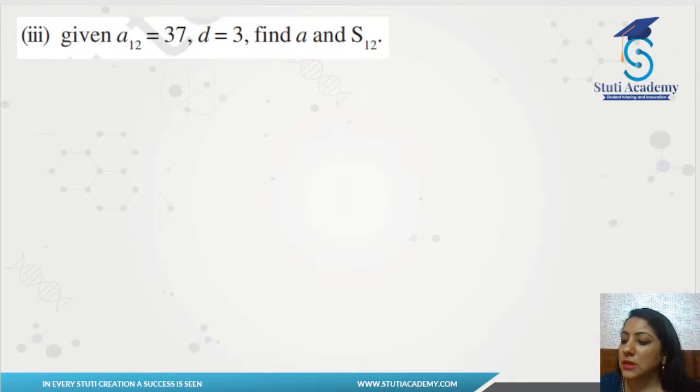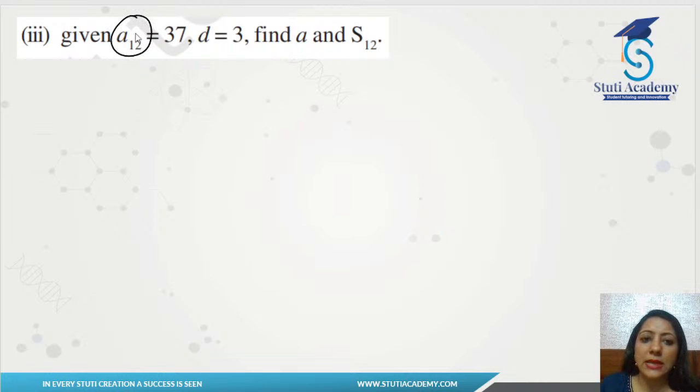Now, after this, we were discussing question number three. I'll just quickly do it again for you because there was some technical issue. So we were discussing this one. Given A12 is equal to 37, D is 3, and we have to solve for A and S12 here.